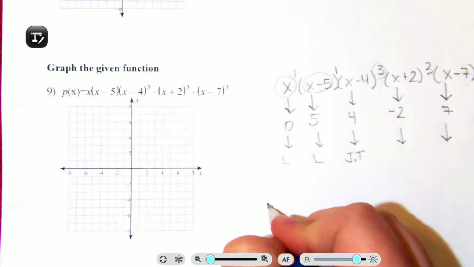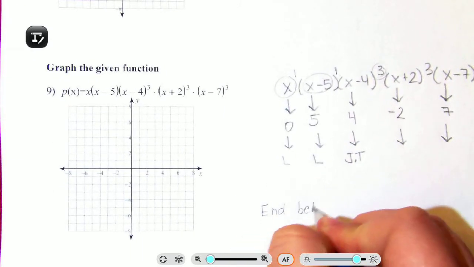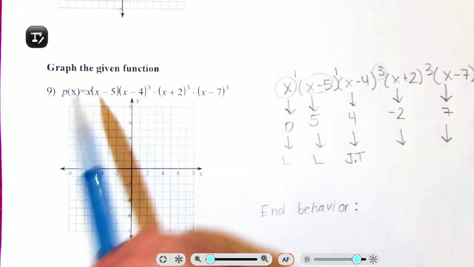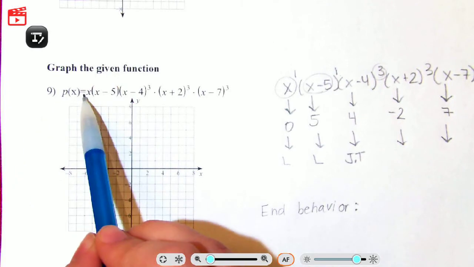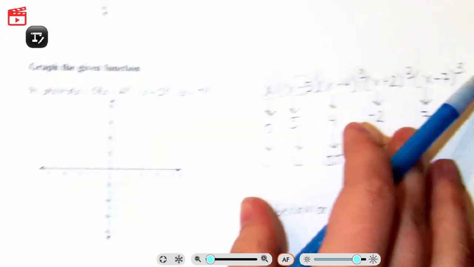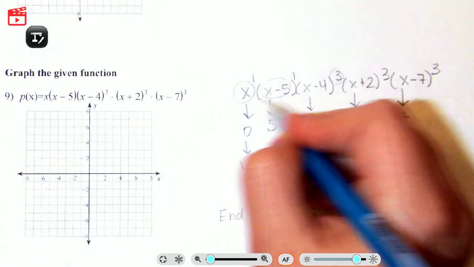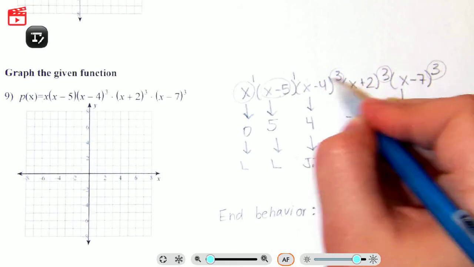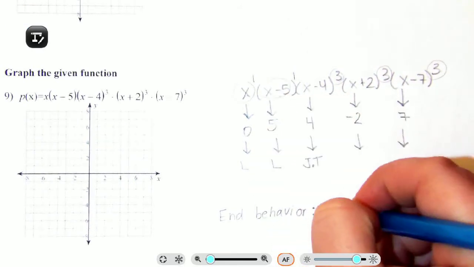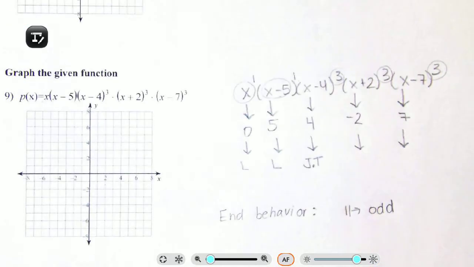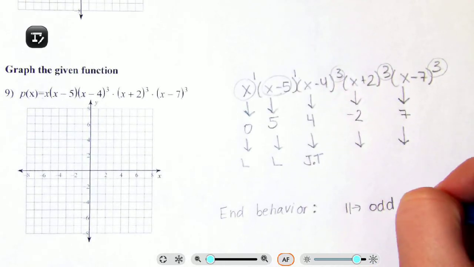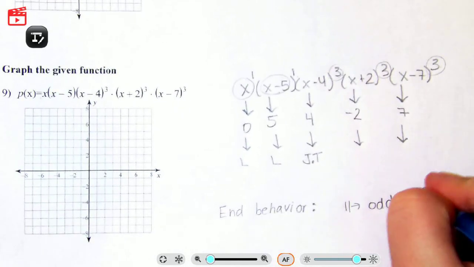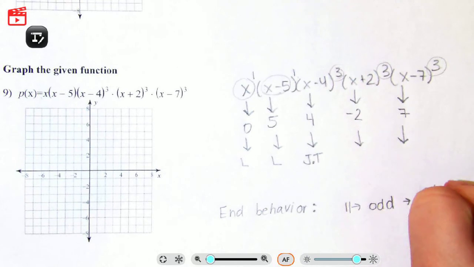Okay. You also need to know what your end behavior is. Now your end behavior, let me back up. Your end behavior depends on your leading coefficient, if it's positive or negative, and also your total degree of the function. So in a factored form, what you're going to do is add up all of your exponents. So 3, 6, 9, 10, 11. So 11 is odd. So because we have odd, the left-hand side and the right-hand side are going to be different.